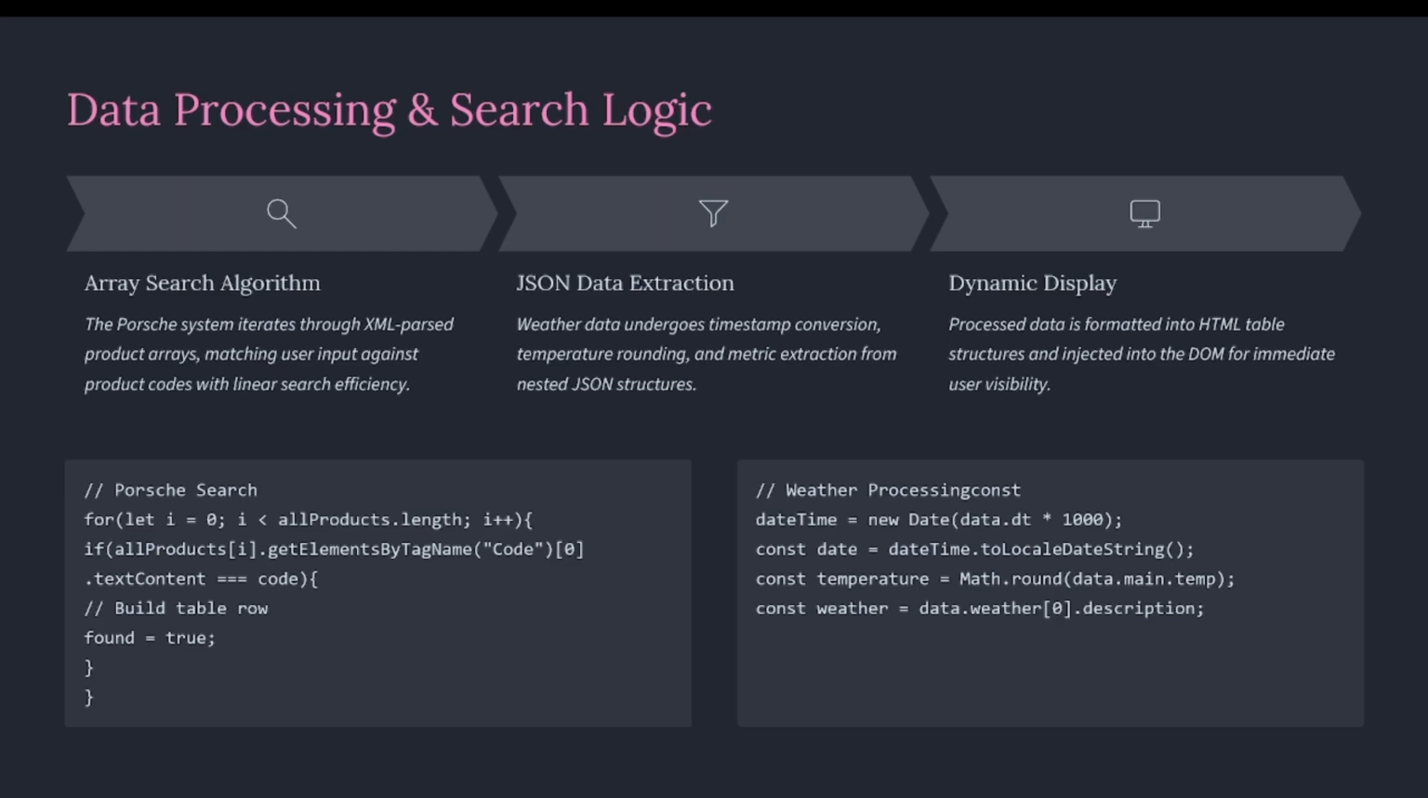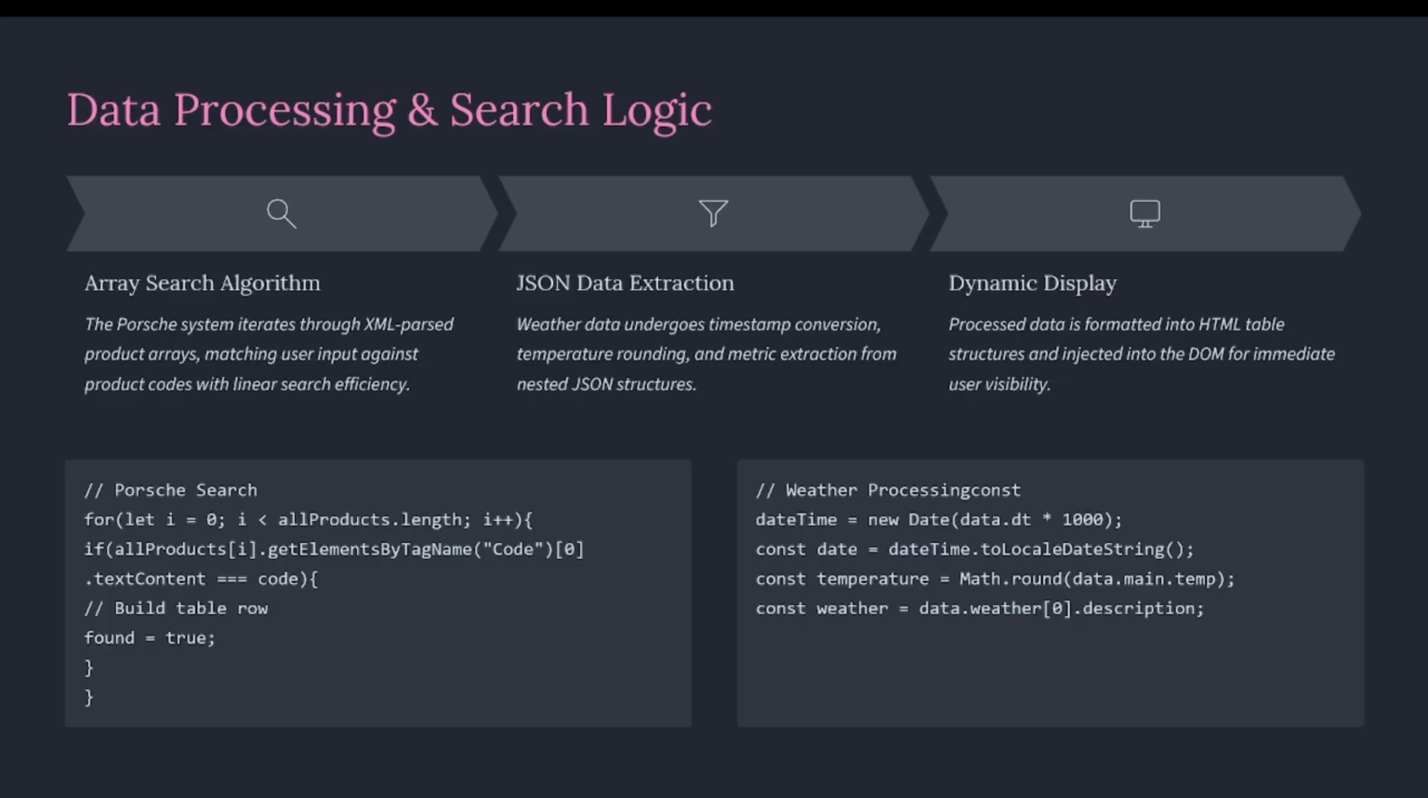Data processing and search logic. Array search algorithm: the Porsche system iterates through XML-parsed products arrays, matching user input against product codes with linear search efficiency. JSON data extraction: weather data undergoes timestamp conversion, temperature rounding, and metric extraction from nested JSON structures. Dynamic display: processed data is formatted into HTML table structures and injected into the DOM for immediate user visibility.